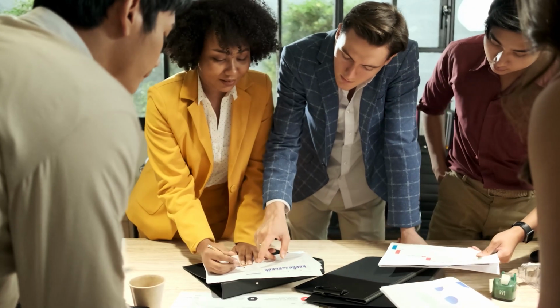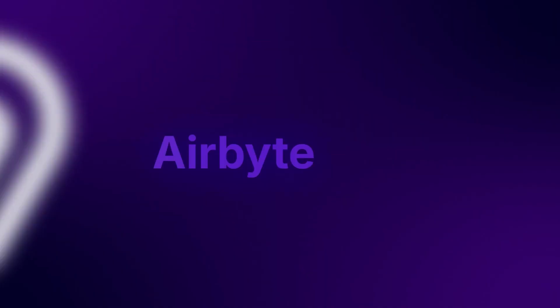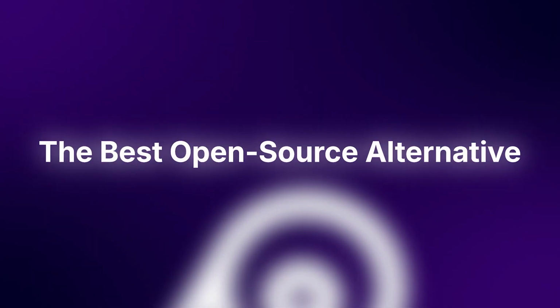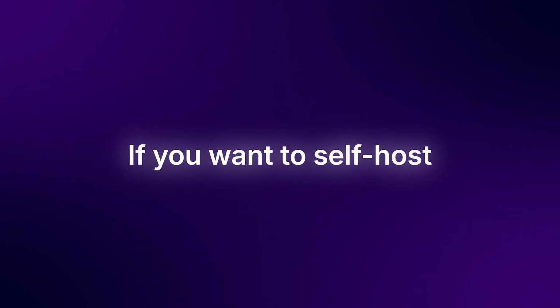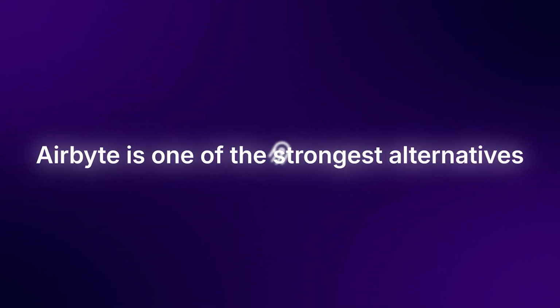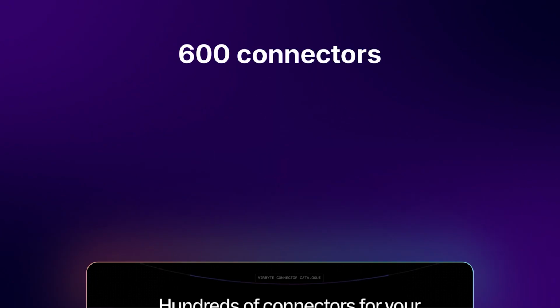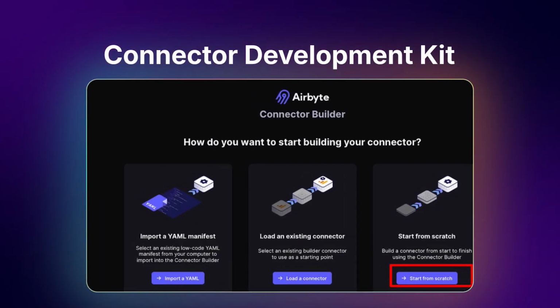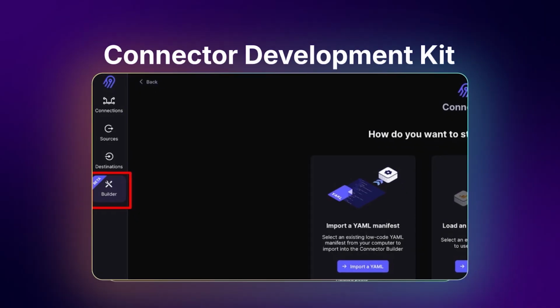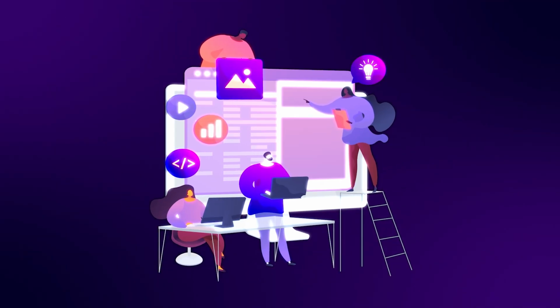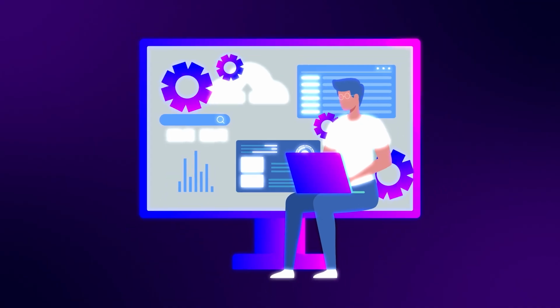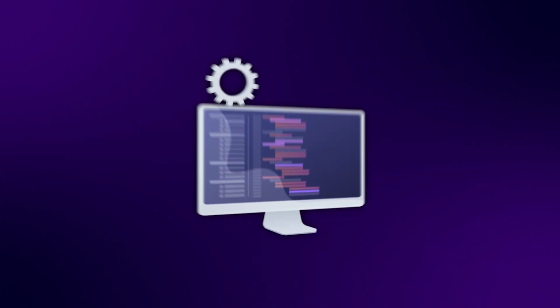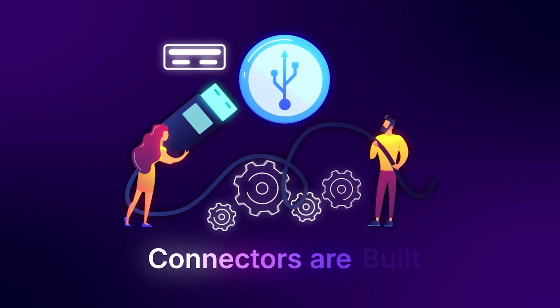Let's start with the option that's become the go-to choice for teams that want maximum flexibility. Airbyte, the best open source alternative. If you want to self-host, Airbyte is one of the strongest alternatives to Fivetran. With more than 600 connectors, change data capture, and a connector development kit for building custom integrations, Airbyte gives engineering teams an exceptional amount of flexibility. You choose where the platform runs, how it's deployed, and how connectors are built.